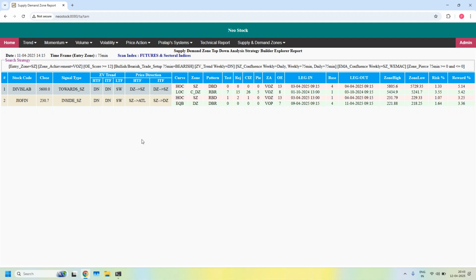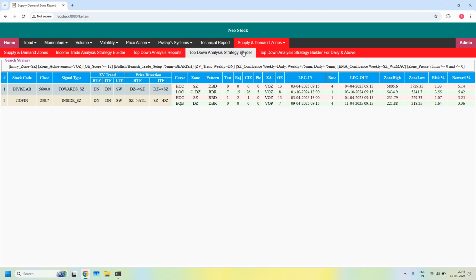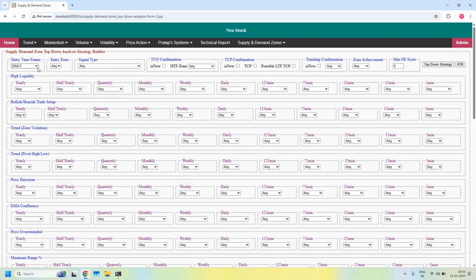Okay, this is about bearish trade setup for weekly income trade. Next, we will look into daily income trade supported stocks. For daily income trade, bullish trade setup, entry time frame is 15 minutes. Entry zone is demand zone.